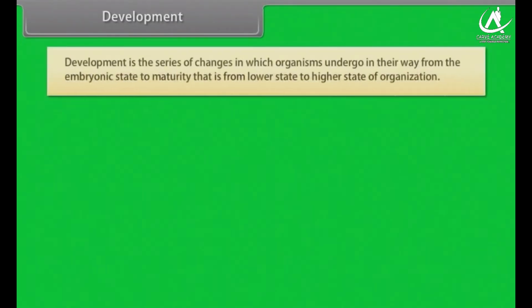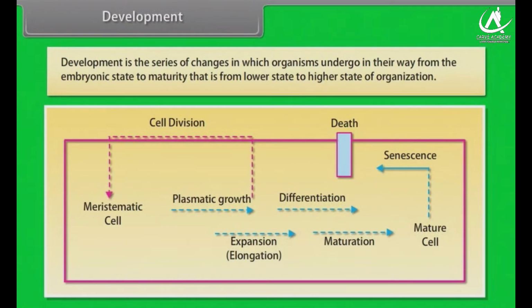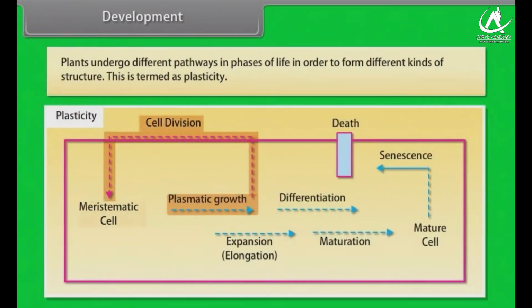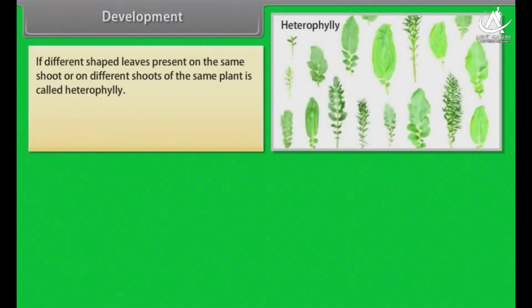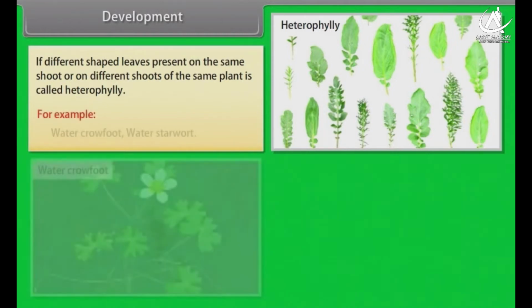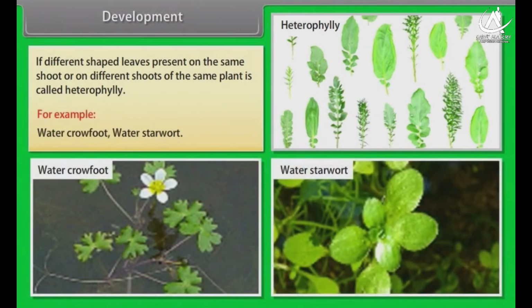Development. Development is the series of changes which organisms undergo on their way from the embryonic state to maturity, that is, from a lower state to a higher state of organization. Plants undergo different pathways in phases of life in order to form different kinds of structures. This is termed plasticity. If different shaped leaves are present on the same shoot or on different shoots of the same plant, it is called heterophyly. For example, water crowfoot, water starwort.